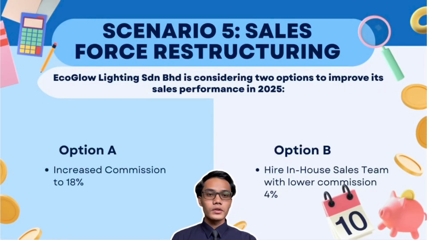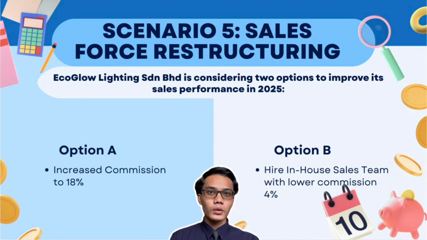Now let's take a look at scenario number 5, sales force restructuring. Before I go through, my name is Ahmad Nazir Hafiz bin Nordin. My matric number is 308288. For scenario number 5, sales force restructuring for Eco Glow Lightning SDN BHD, the company is considering two options to improve sales performance in 2025.